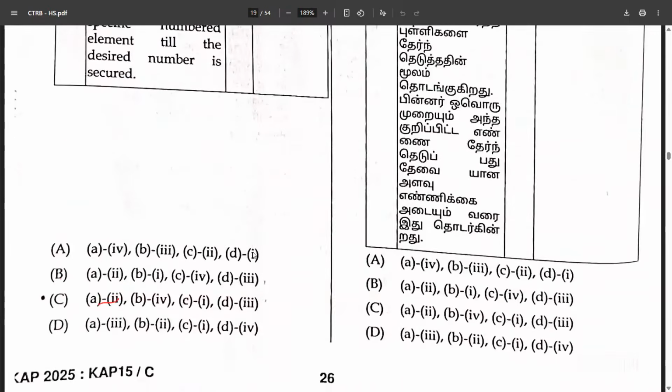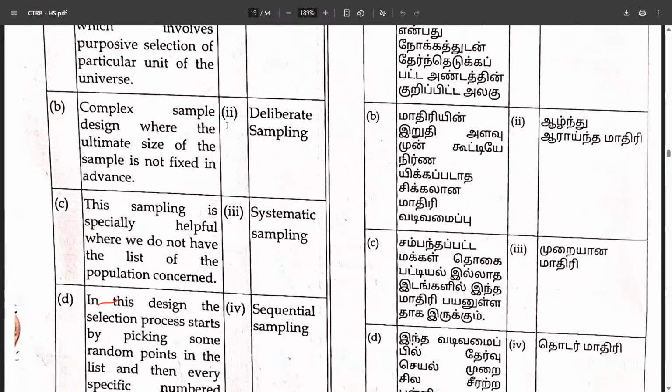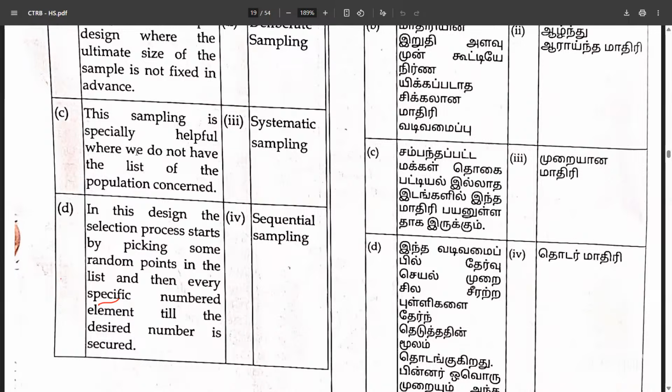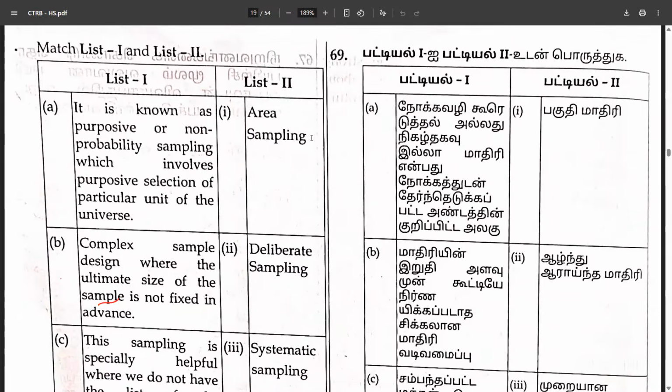Then B will be matched with the fourth. Sequential sampling is a complex sampling design where the ultimate size of the sample is not fixed in advance. From before you will not fix the sample size. Then C will be matched with the second one, that is, sampling which is especially helpful when we do not have the list of the population concerned. So this is area sampling. You don't know how many people are there in the area. So this will be useful.